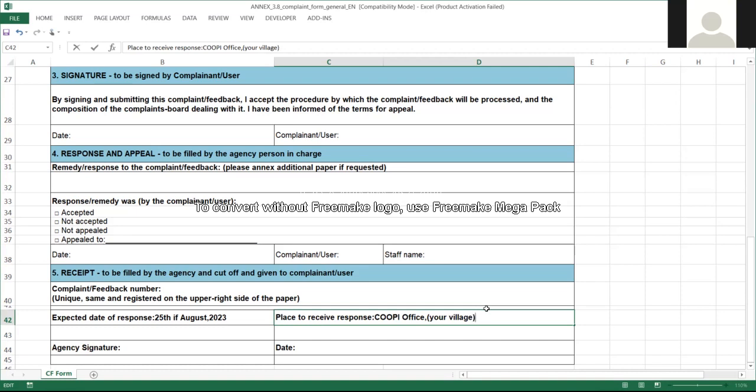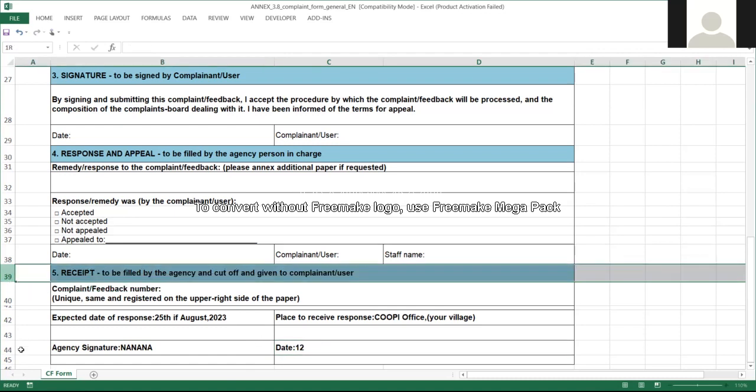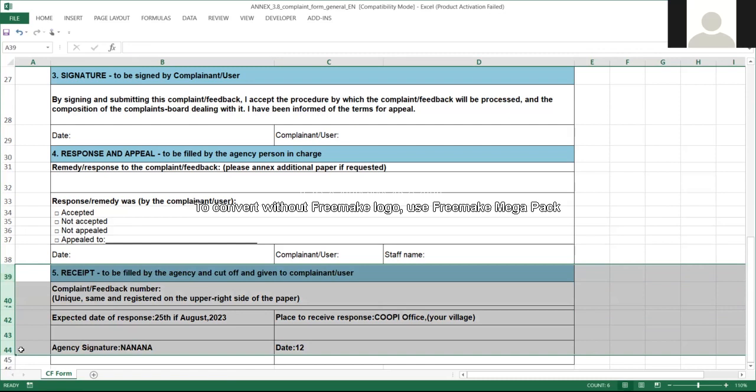Then you write the agent's name. I mean, you sign it here now. The staff will sign here, and you write the date that you completed this form. This part will be detached and given to the person, so that if that person is literate and can read and write, he or she knows the date that the feedback will be given and also the place.